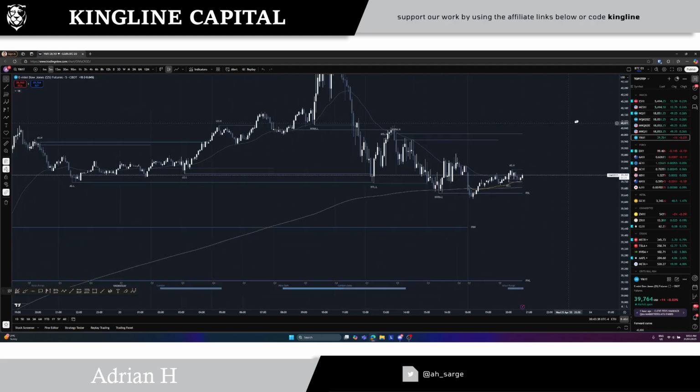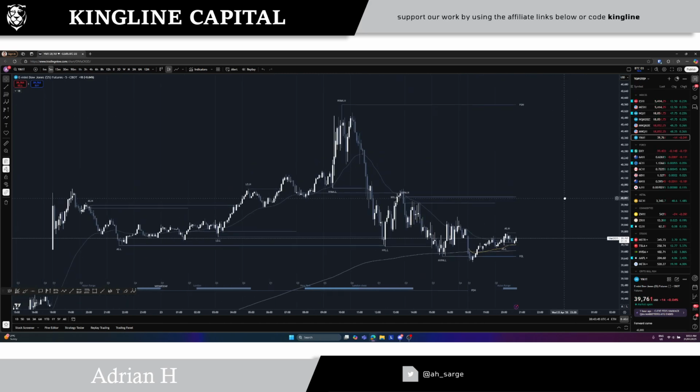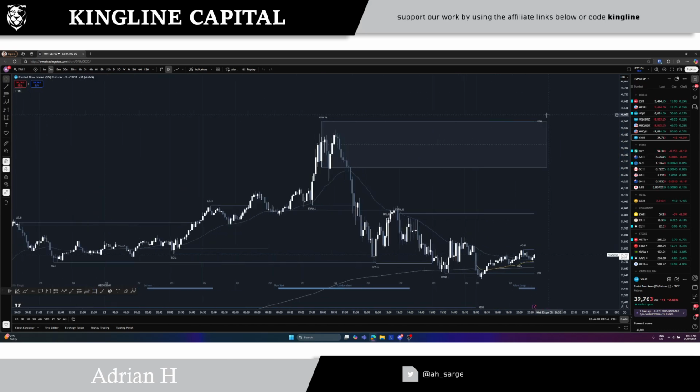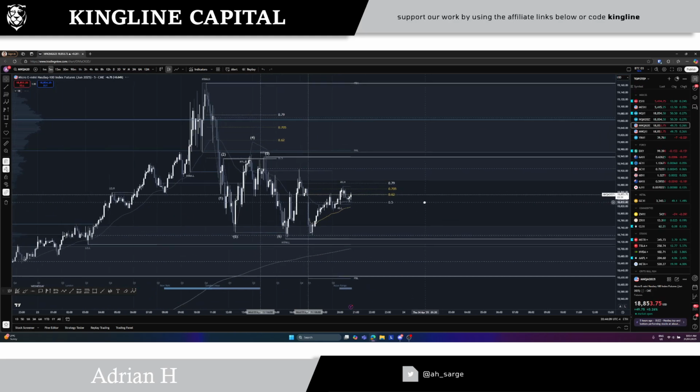YM looking weaker. Already come back into that new day opening gap from yesterday. Still hasn't tested that zone either. And this one's slightly different with SMT there. SMT at that high.